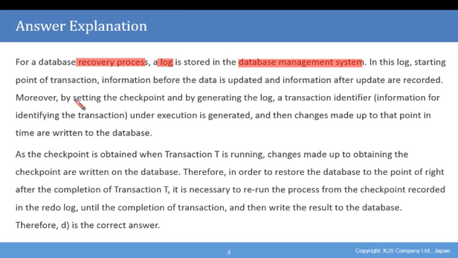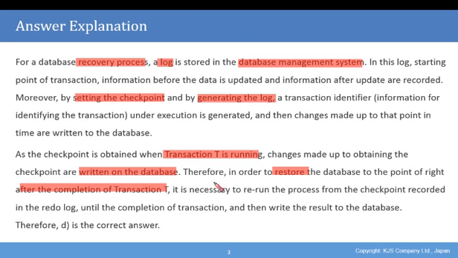Moreover, by setting the checkpoint and generating a log, a transaction identifier, information for identifying the transaction under execution, is generated, and then changes made up to that point in time are written to the database. As the checkpoint is obtained when transaction T is running, changes made up to obtaining the checkpoint are written on the database.